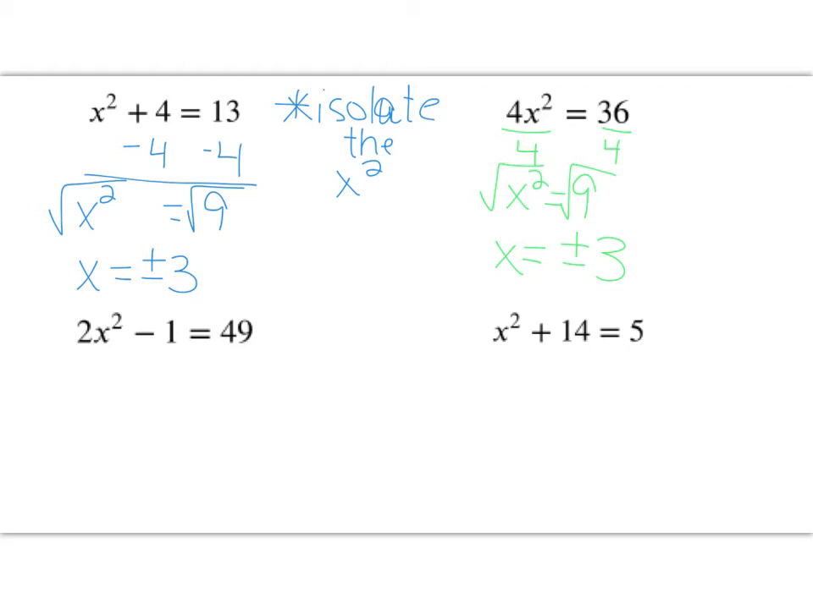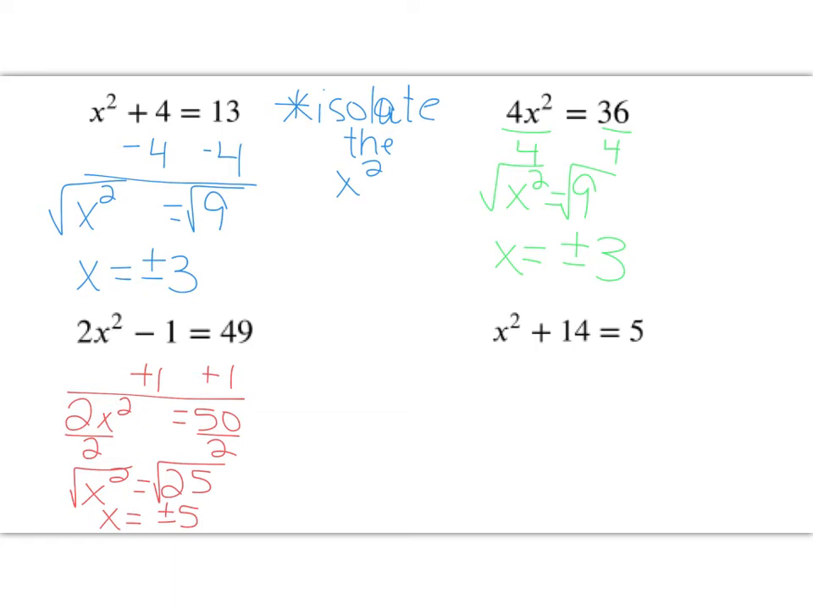Okay, look at the next one. 2x squared minus 1 equals 49. This looks like a two-step equation, right? So we're going to add 1 to both sides, and we get 2x squared equals 49 plus 1 is 50. We're going to divide both sides by 2, and we get x squared is 25. If x squared is 25, tell me what the solution to this equation is. If x squared is 25, then x is positive 5 or negative 5. These equations, remember, often have two solutions.